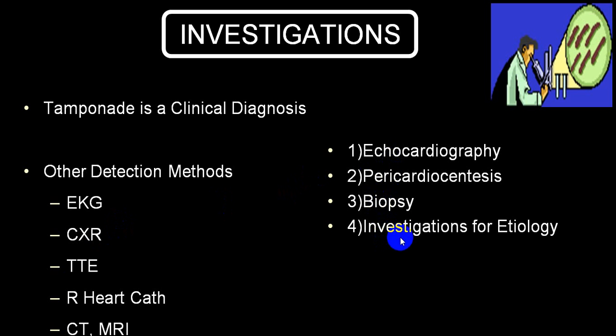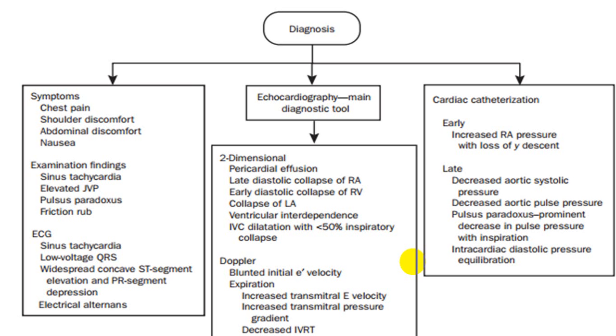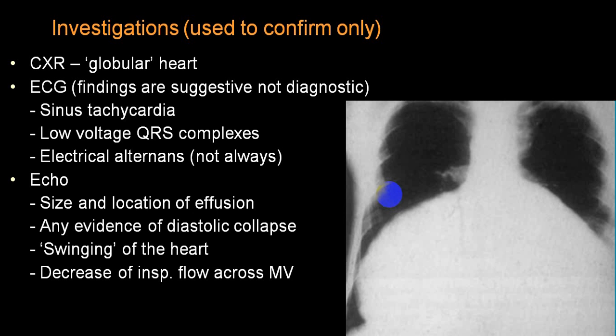And you will have to investigate to find out the etiology of cardiac tamponade by means of pericardiocentesis and pericardial fluid examination. CT, MRI may be helpful. So usually diagnosis of cardiac tamponade is done by symptoms, ECG, echo, and cardiac catheterization. We already mentioned before. So at your leisure time, you can go through this particular slide. I am skipping this particular slide.